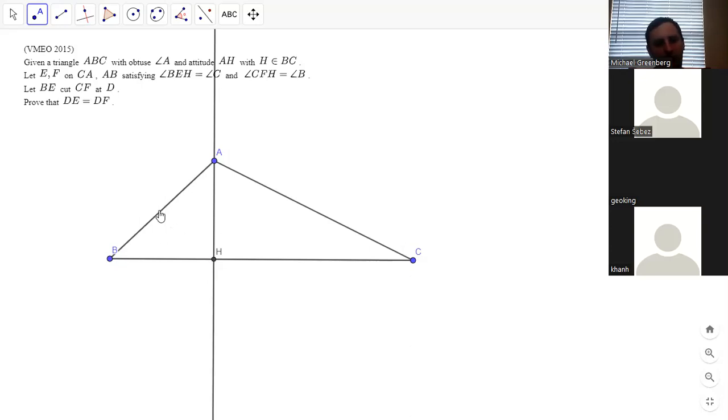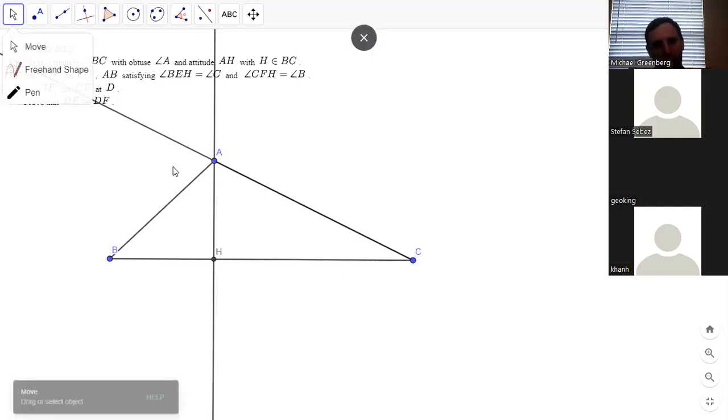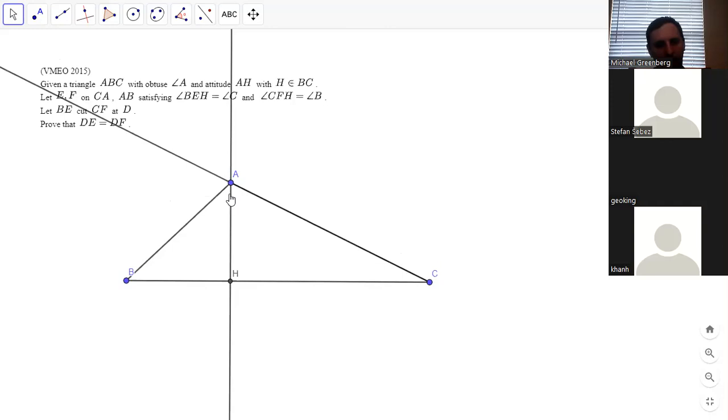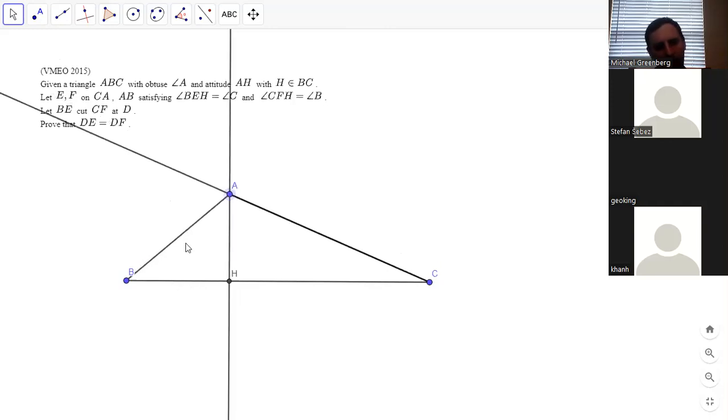So we want to draw a circle through B and H, and we want it to be tangent to the line AC. Yeah, what's the best way to do that? Let's think about this. We need to draw the anti-parallel of CA through H. Anti-parallel of CA through H. Hold on one sec. I think I have a way to do this.